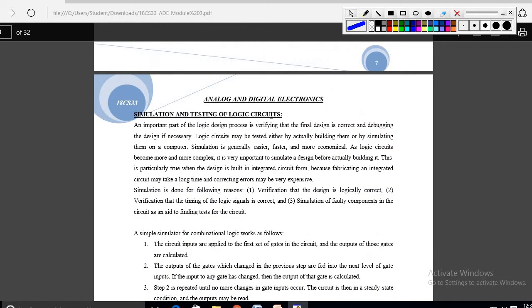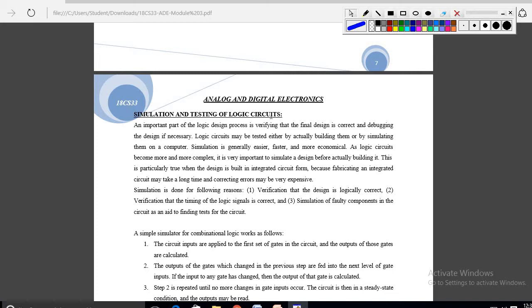The next topic is simulation and testing of logic circuits. You have a logic circuit, and we have to give some inputs to it. A logic circuit is a combination of AND gates, OR gates, NOR gates, whatever it may be. Whether that logic circuit is correct or not, we have to test that.